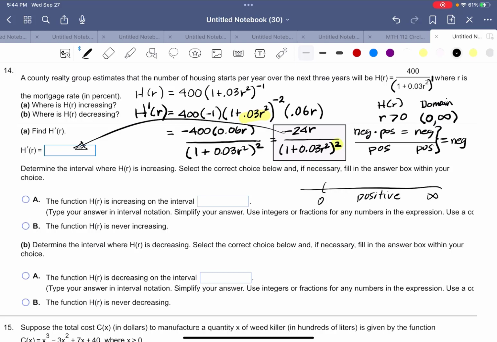So that means that our original function, h of r, is always decreasing, because if we pick any test point or we generalize, we're going to get a negative for that derivative. So we would say that h of r, the housing starts, are never increasing. Housing starts just mean how many new houses are being built. And the function is decreasing for rates from 0 to infinity. So in other words, no matter what the rate is, there's going to be a decline in housing starts.